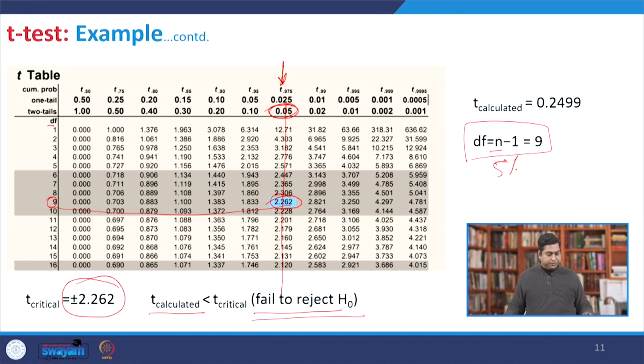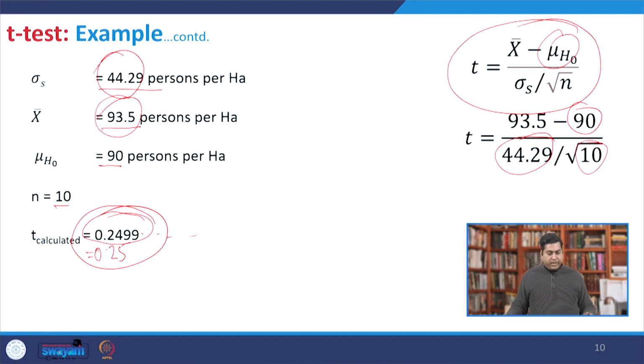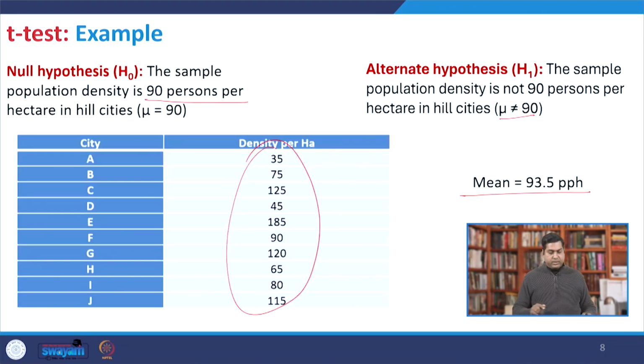So, what was our null hypothesis? If we go back to that particular null hypothesis, it is the hypothesis where the population density in the hill city is 90 per hectare, and that is something we cannot reject. So, that means we have to accept. So, yes indeed it is 90.